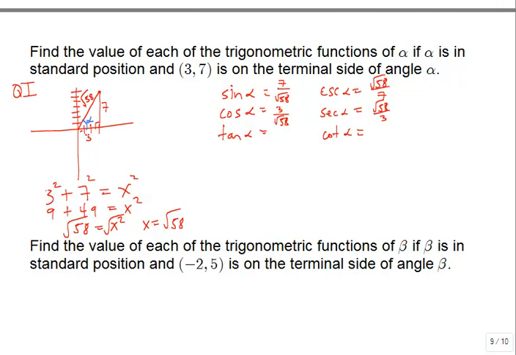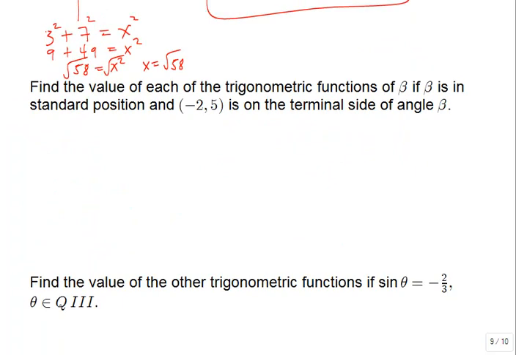And finally, tangent of alpha becomes opposite over adjacent, so 7 over 3, and cotangent becomes the reciprocal, 3 over 7. And just a quick check, this was in quadrant 1, so everything in quadrant 1 is always positive. So I'm getting all positive values for these six trig functions. Everything looks good, and this would be my final answer.